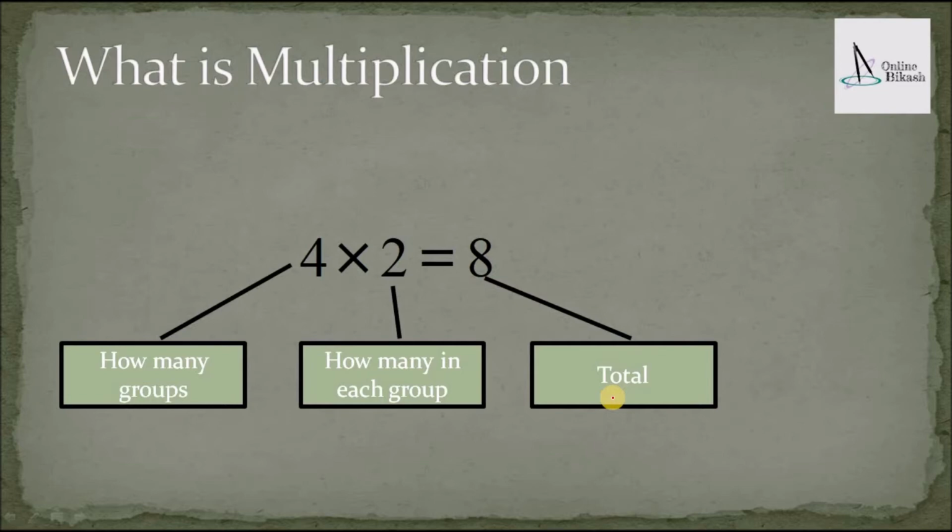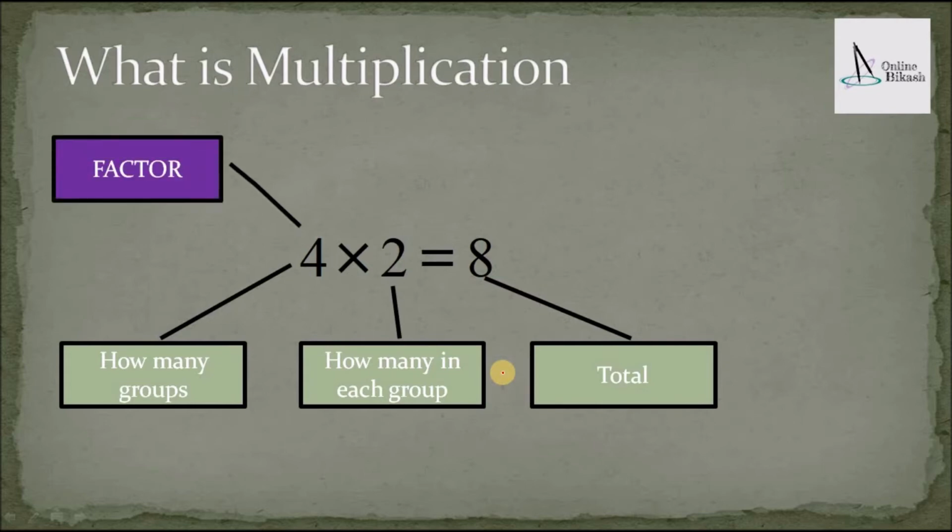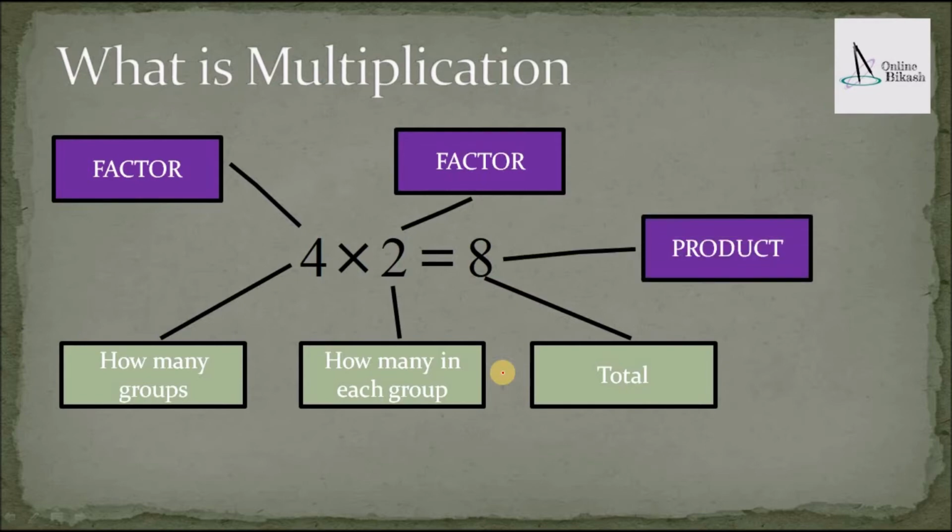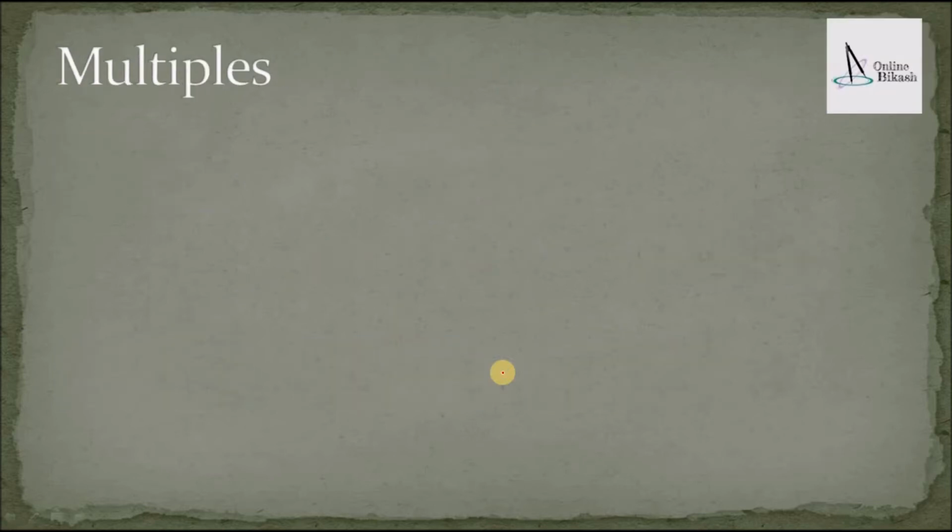But in mathematics they have some specific names, some fancy names. These numbers are called factors. These factors are multiplied to get what? Product. Understood? What is a factor? Can you tell me? The numbers that we multiplied are known as factors. And what we got after doing the multiplication, we got 8, and that is known as the product. Clear?